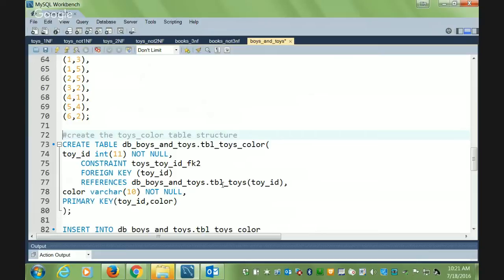Is it in the first normal form? Yes. Second normal form? Yes. Third normal form? The primary key of the table in this case is toy ID and color together, because one toy can be in red, one can also be in blue, and one can also be in green. So toy ID alone cannot be the primary key. Color alone cannot be the primary key. The combination is the primary key.